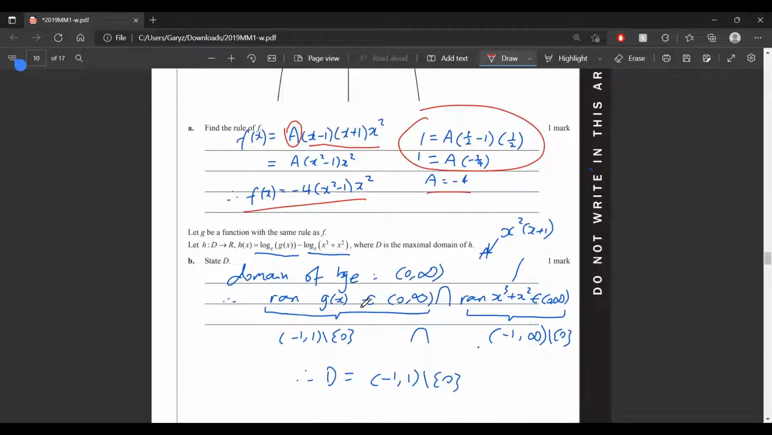The next question is a really tricky question, and it asks for our domain for this h of x function. Notice how the h of x function is composed of 2 logarithm functions, and we know that the domain of log is from 0 to infinity. That implies that the range of g of x must be capped to 0 to infinity, and the range of x cubed plus x squared must also be capped to 0 to infinity, with 0 being non-inclusive, of course. Because we're looking at this function as a whole, at the end we have to take the intersection of these two ranges, because we have to have both ranges work, basically.